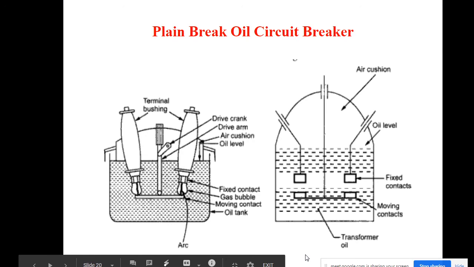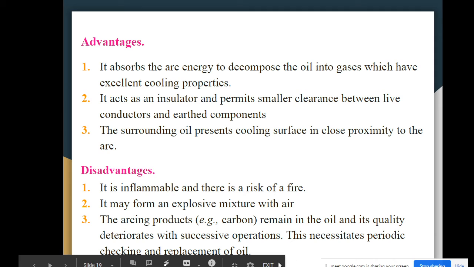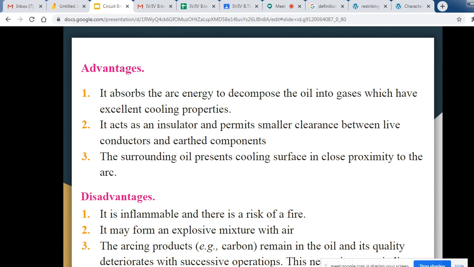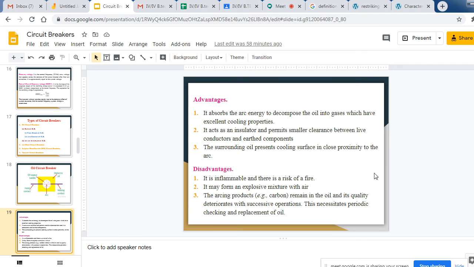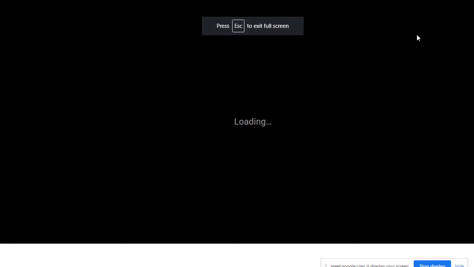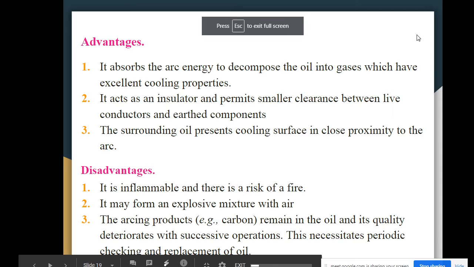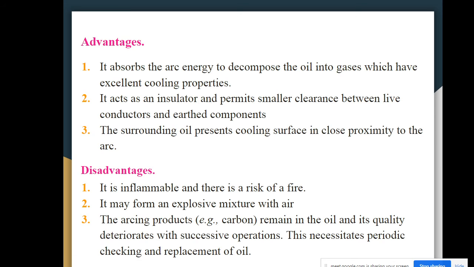For every operation, there will be arcing products. So when arcing products are there for every operation, this will decrease the quality of the oil with the successive operations. To maintain the quality, every time we need to replace the oil, but it is a costly oil, so it is again a disadvantage. So this is all about the advantages and disadvantages of the oil circuit breaker.